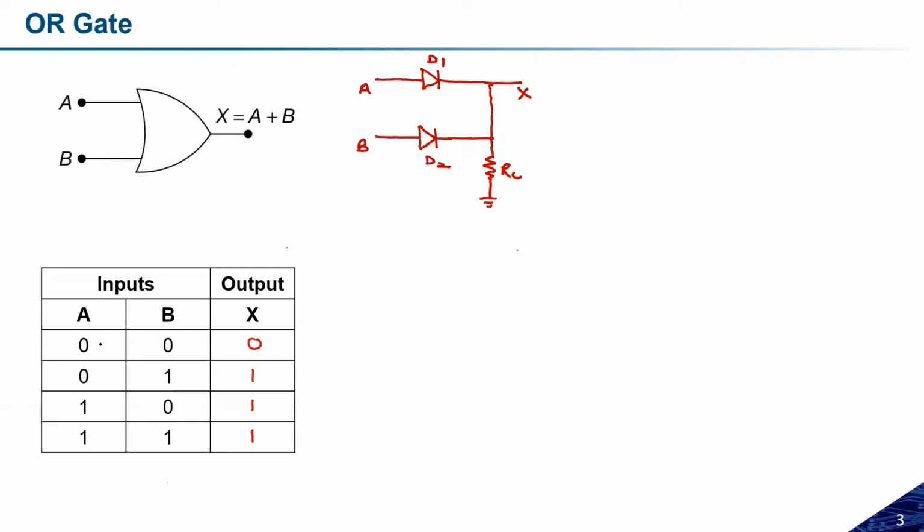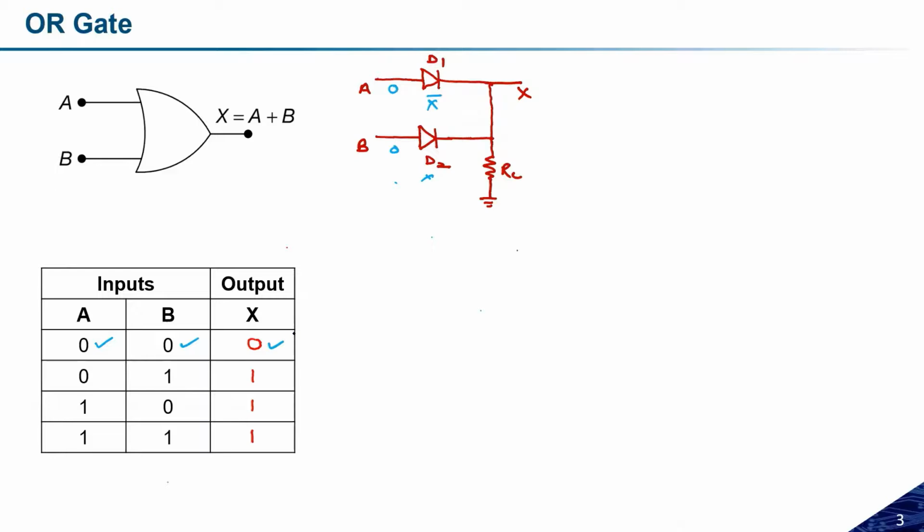So let us consider the first case, 0 and 0. If A and B are both provided logic 0, both the diodes will be in reverse bias, so this will be open circuited. So X will be directly connected to RL, and we will get ground voltage through the resistance RL. So the ground will be transferred, so logic 0 will be transferred.